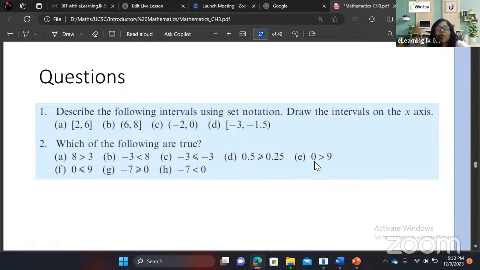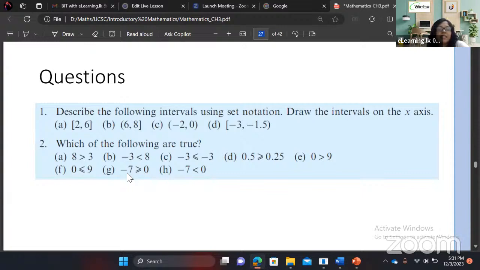Then 0 is greater than 9. We all know 0 is always less than the positive numbers. Therefore, E is false. 0 less than or equal to 9 is also true. 0 is not equal to 9 but less than 9.